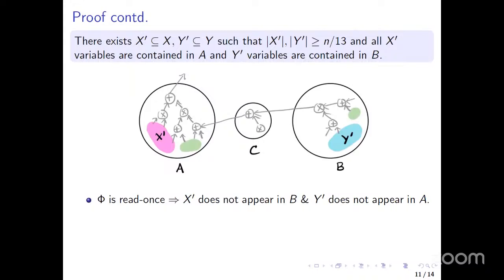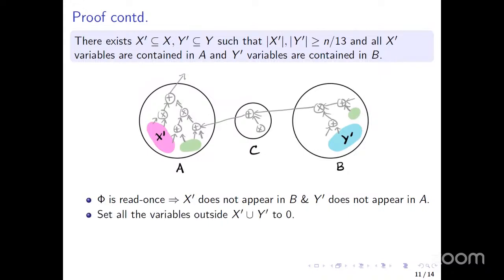So the picture looks something like this. This was the original circuit. You have A, B, C. There is the x prime variable set sitting inside A and the y prime variable set sitting inside B, of reasonably large size, like n/13 each. This circuit was originally read-once, which means the x prime variables cannot appear in other parts, and the y prime variables cannot appear anywhere else. Well, there can be other variables there. So now you need to use the fact that it is read-once.